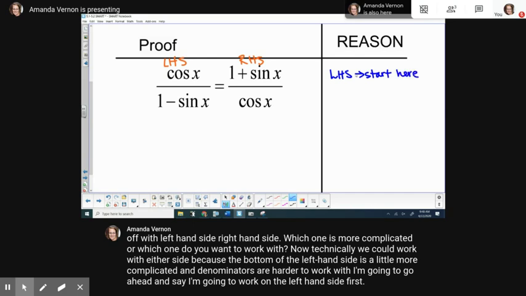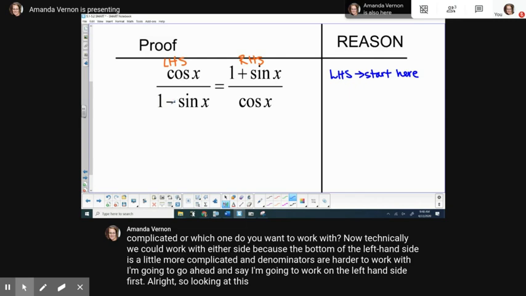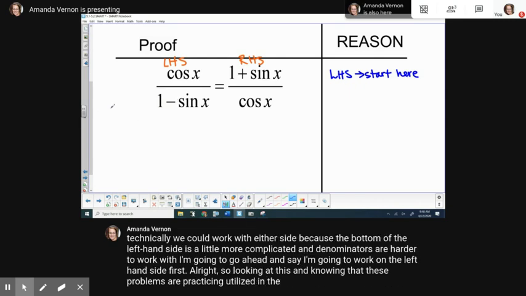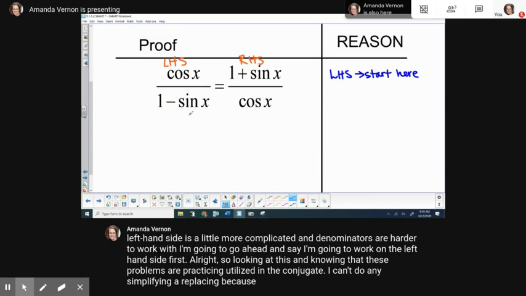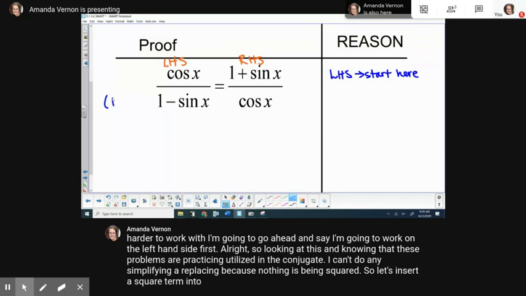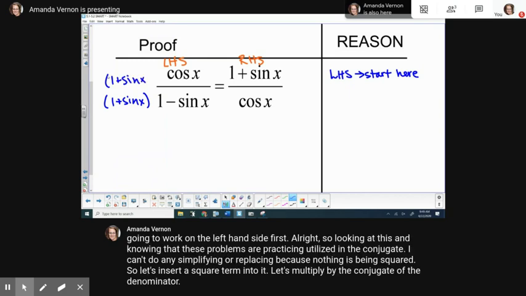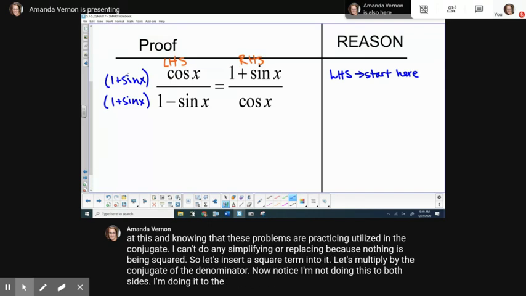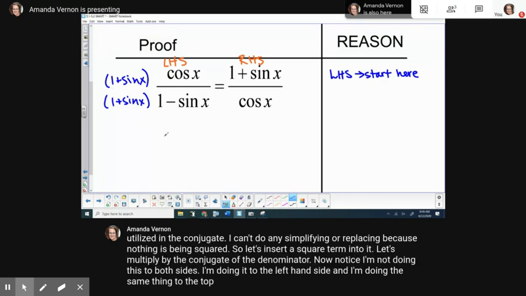All right, so looking at this and knowing that these problems are practicing utilizing the conjugate, I can't do any simplifying or replacing because nothing is being squared. So let's insert a squared term into it. Let's multiply by the conjugate of the denominator. Now, notice I'm not doing this to both sides. I'm doing it to the left-hand side, and I'm doing the same thing to the top and bottom, which is what makes it a legal move.